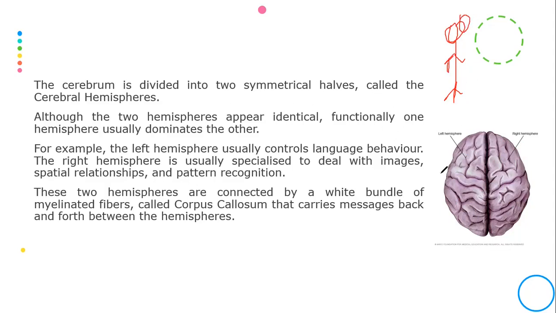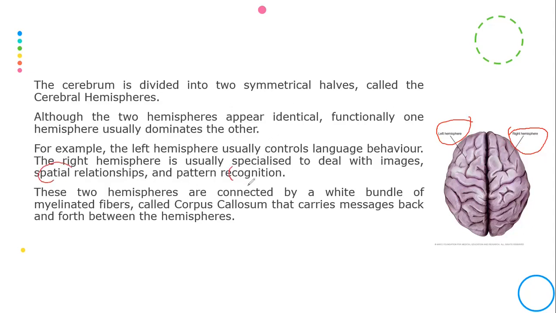So all these functions, even though the hemispheres are symmetrical and identical and can carry out functions individually, as both are available, they equally distribute and allot these functions to carry out the functioning of the human behavior and human body effectively. For example, the left hemisphere usually controls language, left for language. The right hemisphere usually specializes in dealing with images. Generally, the theoretical part is dealt with by the left hemisphere, and the animation part by the right hemisphere. Usually we come across this comparison.